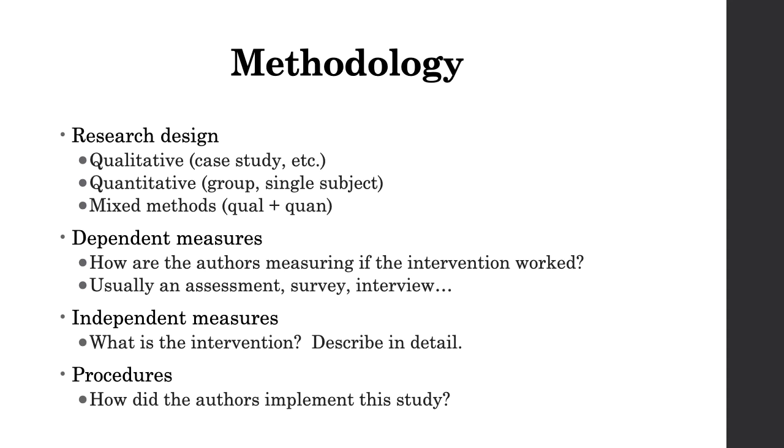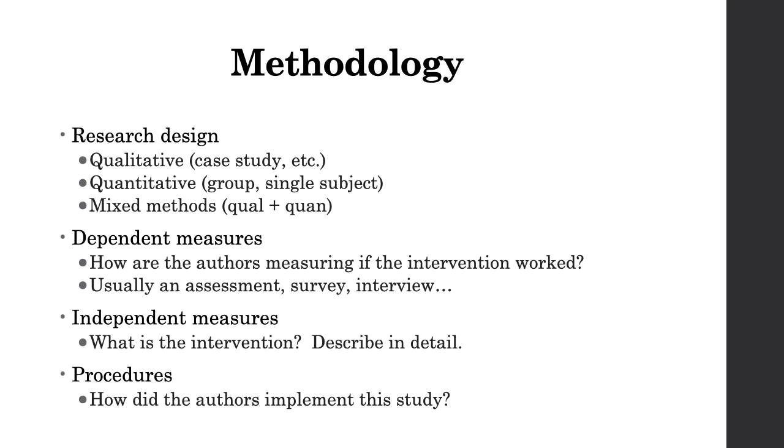The next large section in a journal article will be the methodology, and typically that discusses the research design. So that's where you might have the qualitative or quantitative or mixed method design. What you need to know is qualitative is usually a lot of words, the case studies, the interviews. Quantitative are numbers. They took some kind of assessment, for instance. Mixed methods uses both of those.